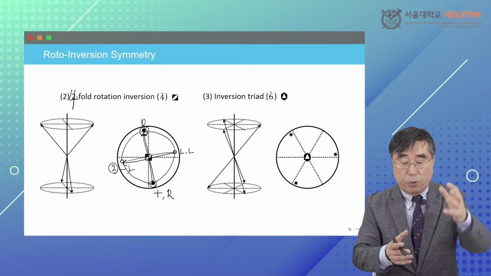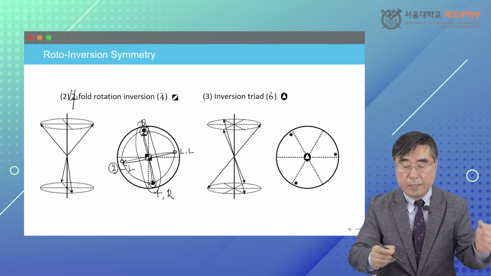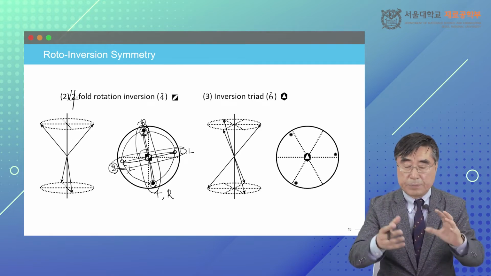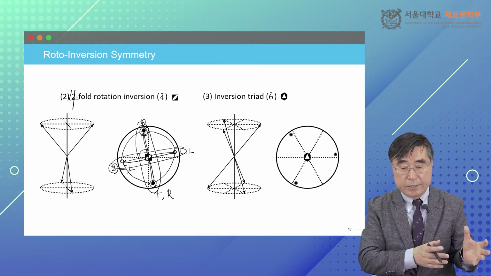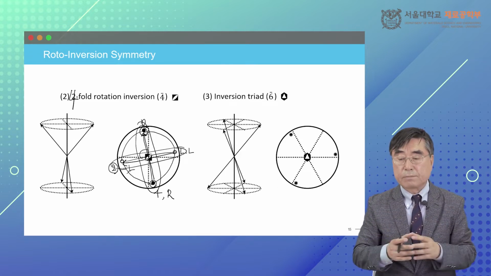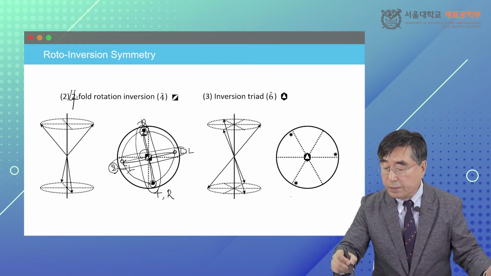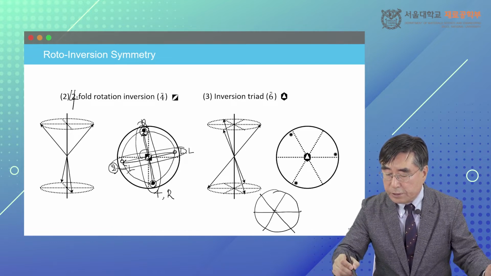So there are two poles in the upper position with right hand. There are 2 poles which have 90 degree angle separations, which are down pole, and they are all left hand. So that's 4 bar. Now 6 bar, let me do this. Let me do the 6 bar rotor inversion operations in here.